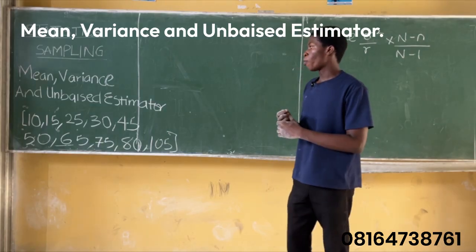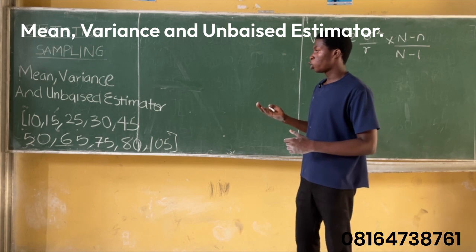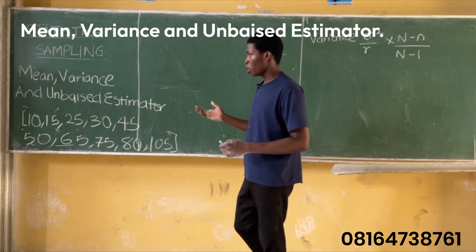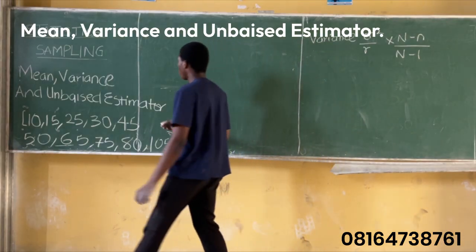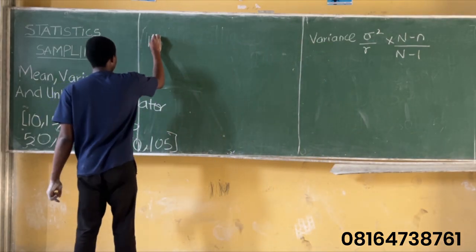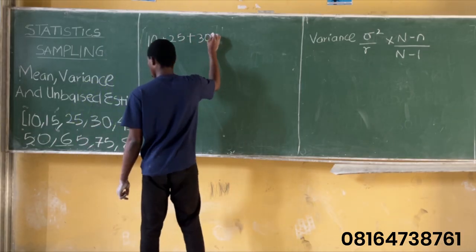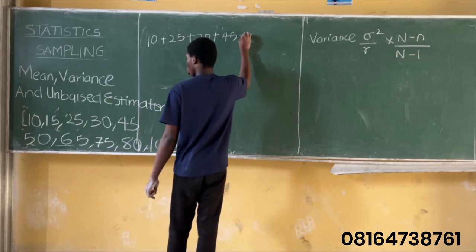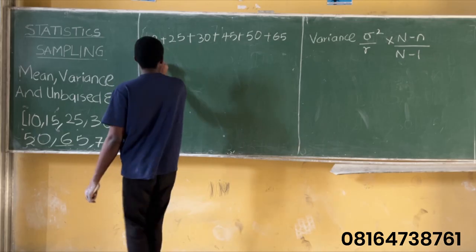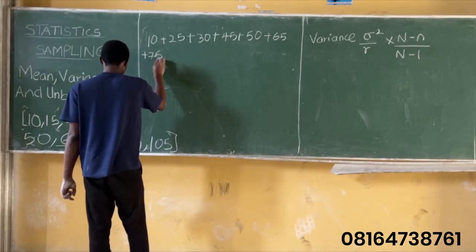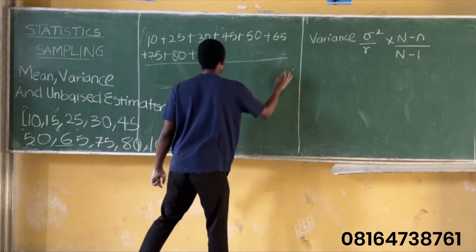Mean, variance, and unbiased estimators of samples. The basic idea behind the mean: I'll be showing you 2 methods to look for the mean, using the population mean and the sample mean. So using the population mean, we are going to be summing up 10 plus 25 plus 30 plus 45 plus 50 plus 65 plus 75, all divided by the total number.